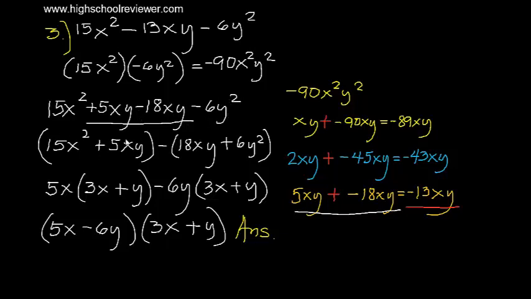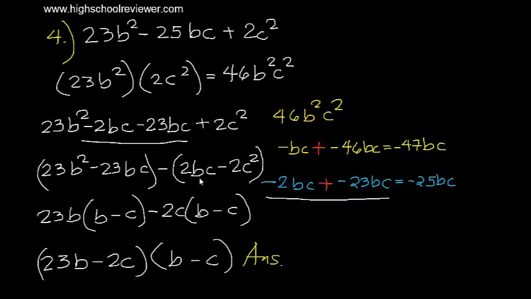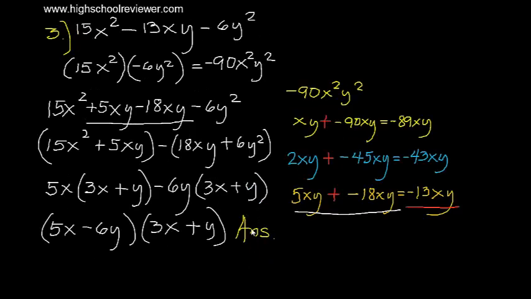And then we do the grouping and we factor out. Since two terms are the same, we can combine them as one, and we can also combine 5x minus 6y. Our final answer here will be the quantity of 5x minus 6y multiplied by the quantity of 3x plus y.